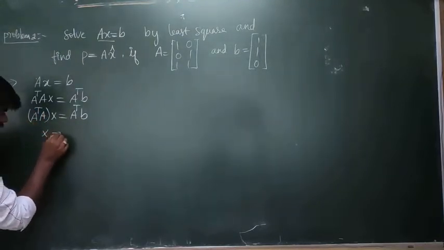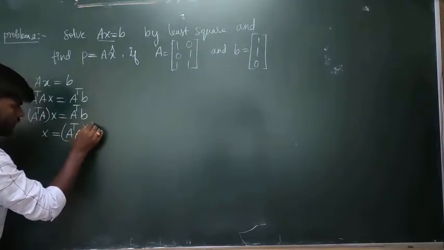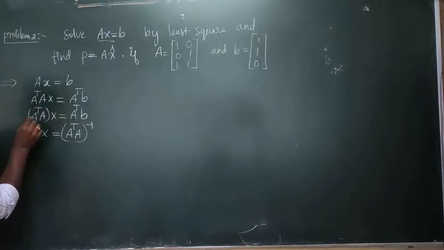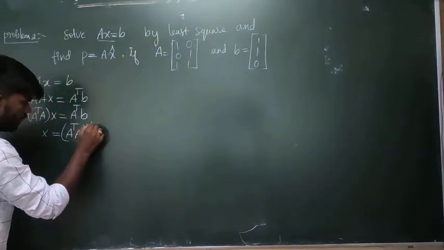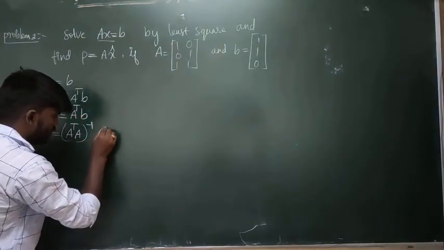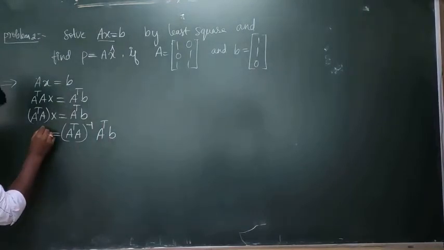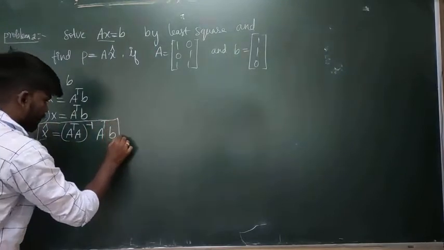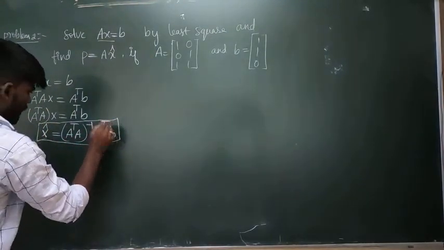Therefore, x = (A transpose A) inverse times A transpose b, because the LHS term comes to the RHS and therefore becomes an inverse. Then A transpose b is as it is. Therefore, this is x hat: x hat = (A transpose A) inverse A transpose b.